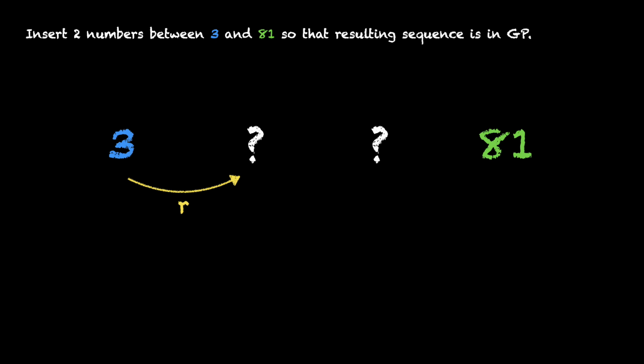We can do the same thing. We can multiply this by R to get the next one, and we can multiply this one with R to get to 81. Now for a minute, forget about the question marks. Let's only look at 3 and 81. What do we do to go from 3 to 81? Well, we multiply 3 by R and then R and then R to get 81, which means we multiply 3 by R cube to get to 81.